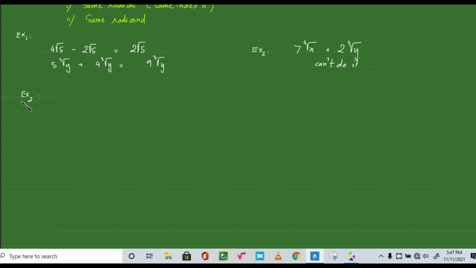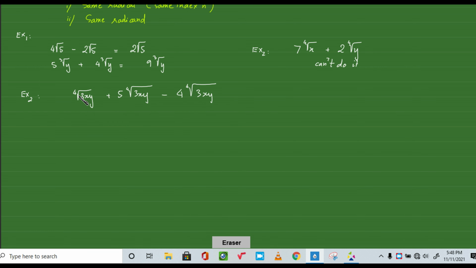Now, let's take a look at this one right here. How about if I want to add or subtract 3 radical expressions together? I have fourth root of 3xy plus 5 times fourth root of 3xy. The radicals are the same, and the radicands are the same too. Minus 4 times fourth root of 3xy.